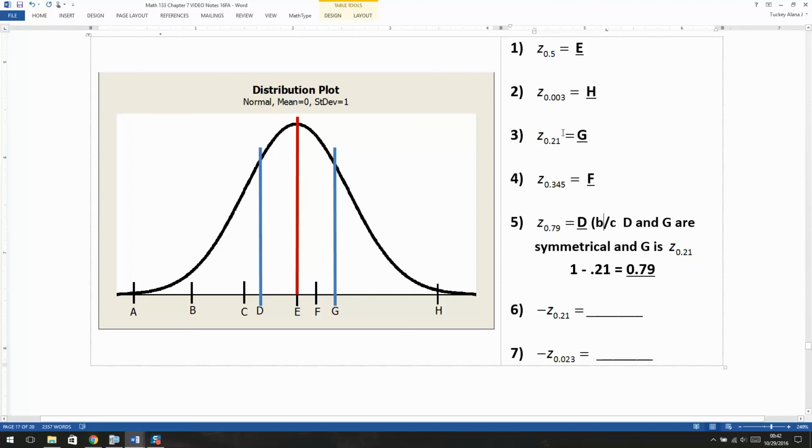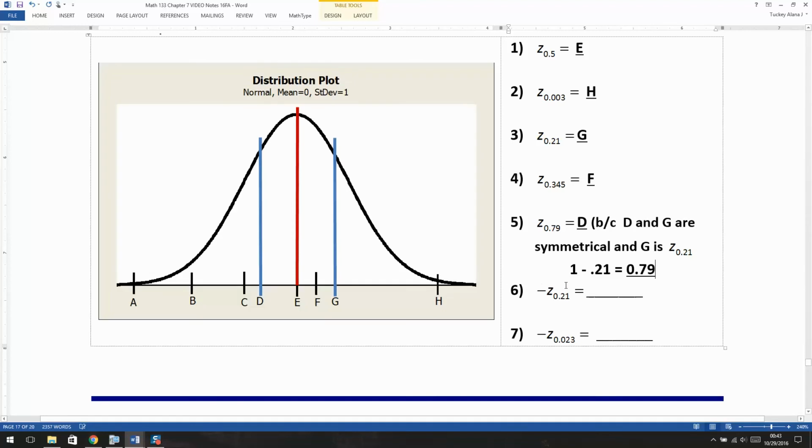Now this notation here is actually going to pop up later in the course. Sometimes we'll use z.21, which is a number on the right side of the curve. Sometimes we'll use z.79, which is a number on the left side of the curve. But in case you missed it, those two numbers are symmetrical. Let's pretend G was 0.75, the z-score for it. Then D would be negative 0.75. If G is 1, D is negative 1. In fact, we're going to find what it is in a second.